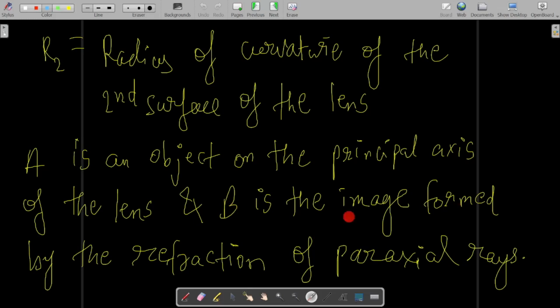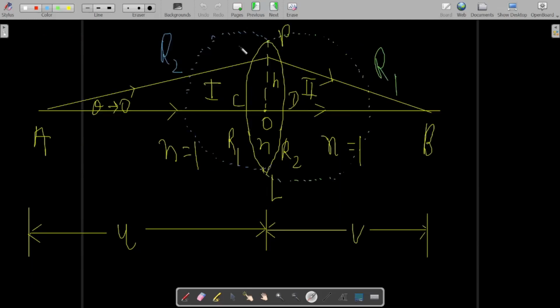B is the image formed by the refraction of the paraxial rays. So what is B? B is over here. It is formed by the refraction of paraxial rays. Now one of the rays we have taken is the same as the axis of the lens, so this ray will pass undeviated through the lens.